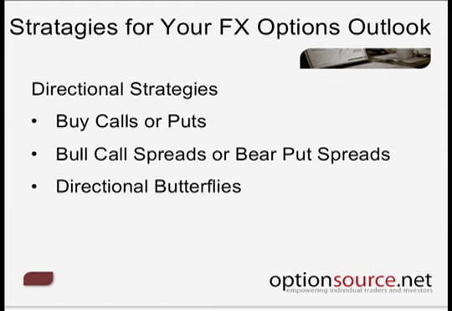Directional butterflies are a little more of an advanced strategy, but I'm going to give you guys an example of that. This further lowers our cost basis and our risk exposure, but there are some limitations with this strategy. And finally, directional condors, which is essentially a variation of the butterfly. So from a directional perspective, we're going to take a look at these four strategies surrounding a particular pair value that I've been observing over the last couple of days.